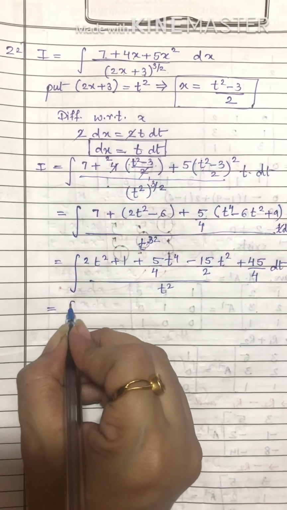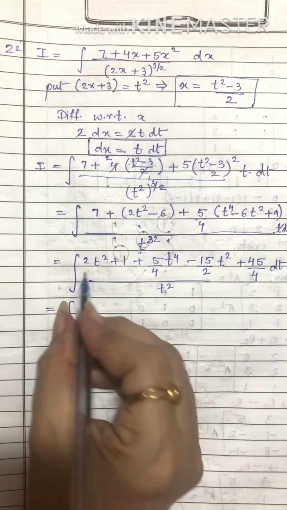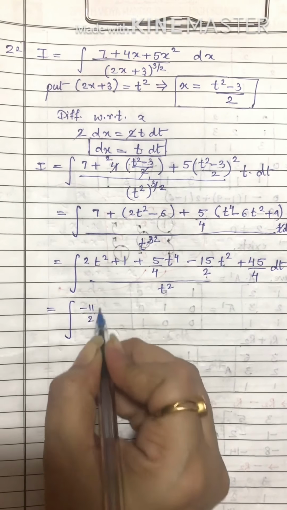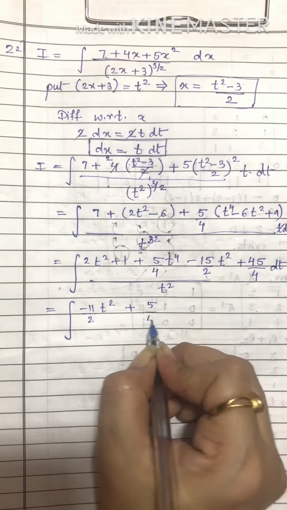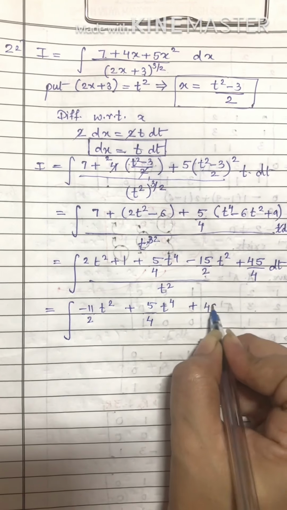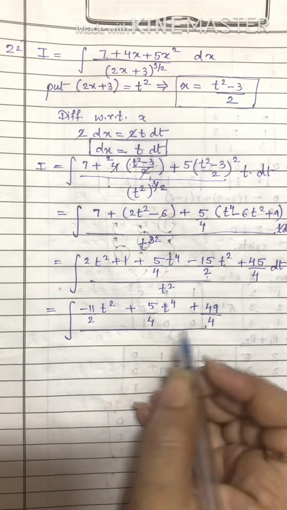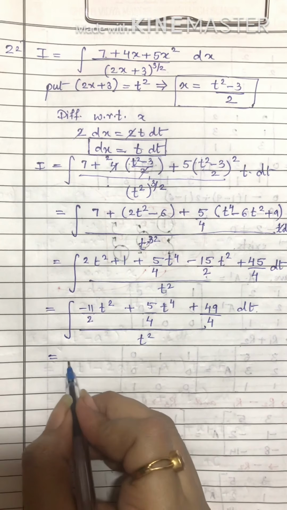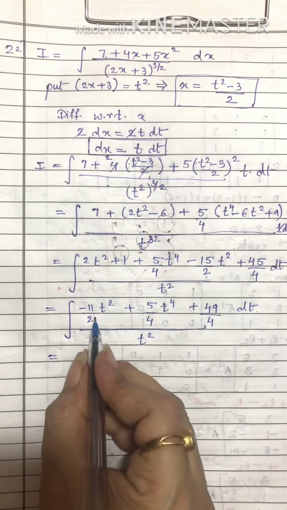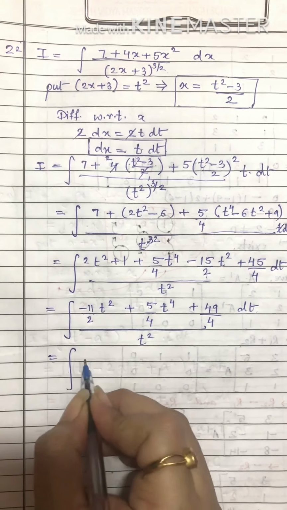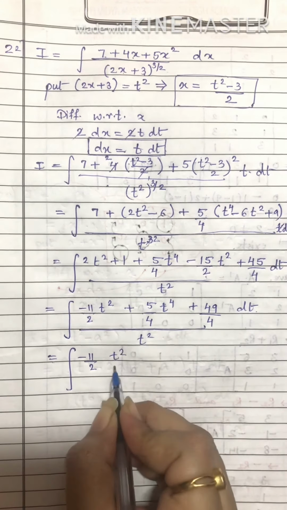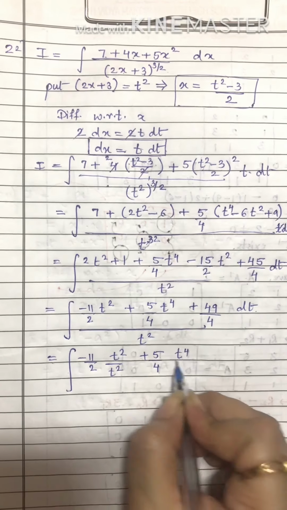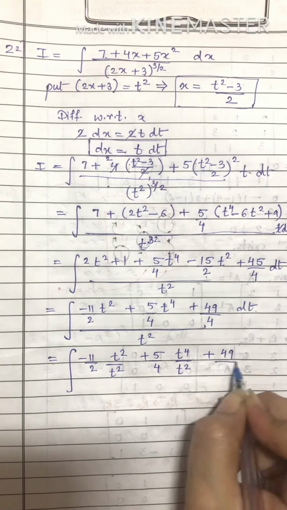Okay, so next what we're going to get here, t square and this minus 15 upon 2 t square. We solve this cross multiplication, we get minus 11 upon 2 t square plus 5 upon 4 t raised to 4 plus 49 upon 4, upon t square dt. Now what we can do is take this t square to each term of the numerator. So we get 11 upon 2 t square upon t square plus 5 upon 4 t raised to 4 upon t square plus 49 upon 4.